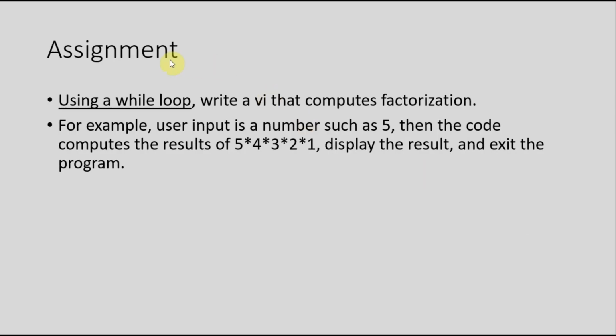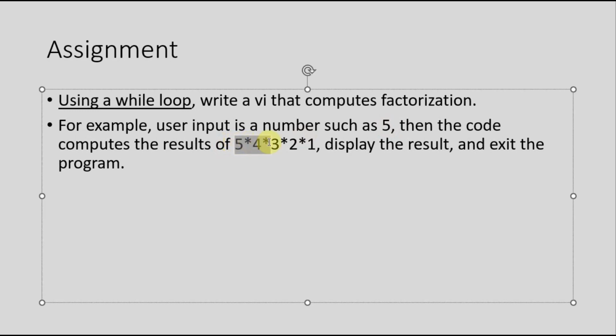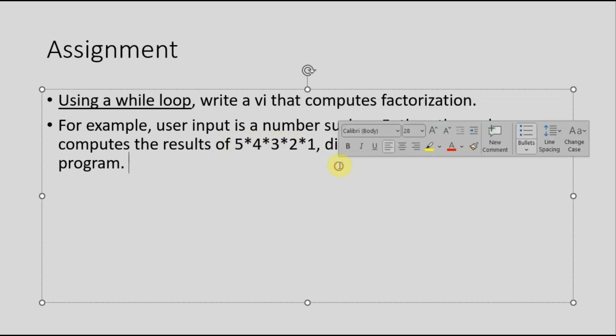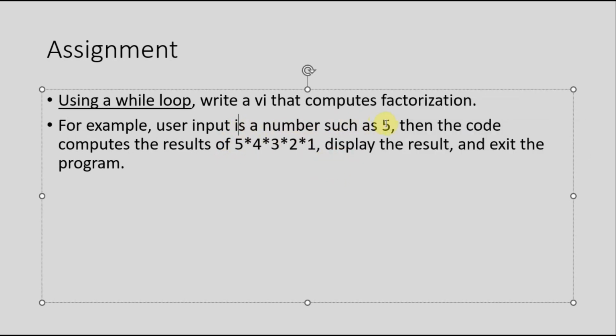This is the assignment: using a while loop, we create a VI that computes a factorial. You just get one number from the user. Let's say the user inputs 5, then the code computes the result of 5 times 4 times 3 times 2 times 1. That's factorial. If somebody types 7, your program should compute 7 times 6 times 5, 4, 3, 2, 1, and so on.